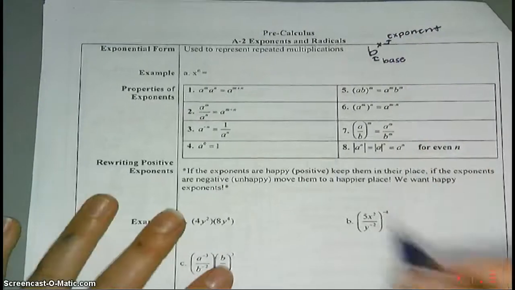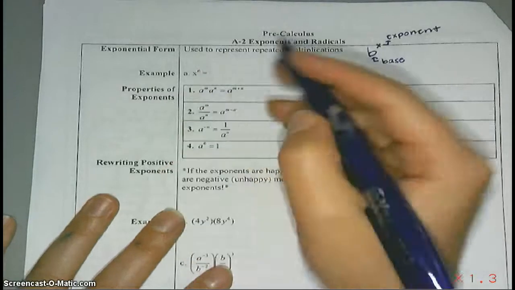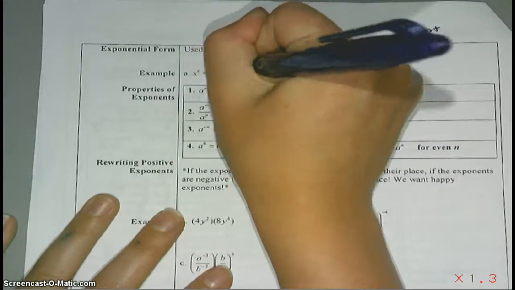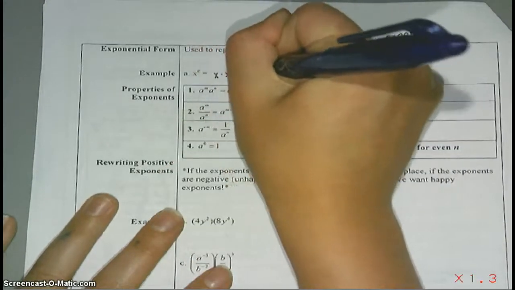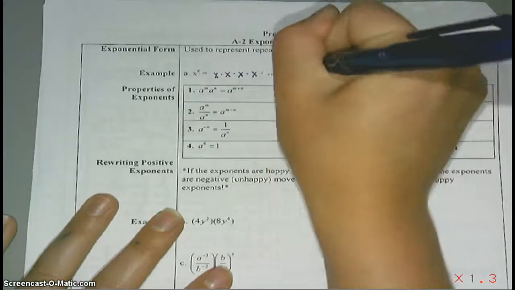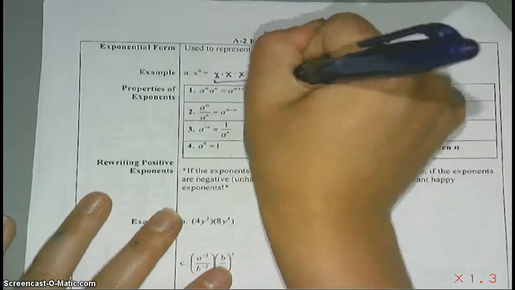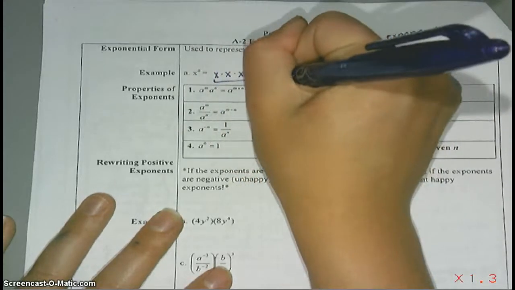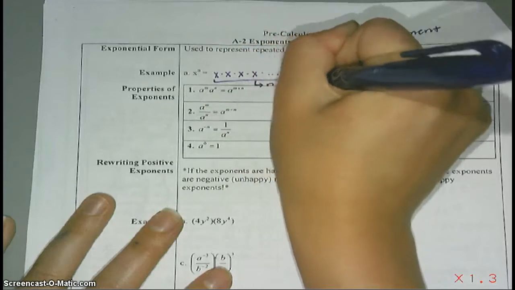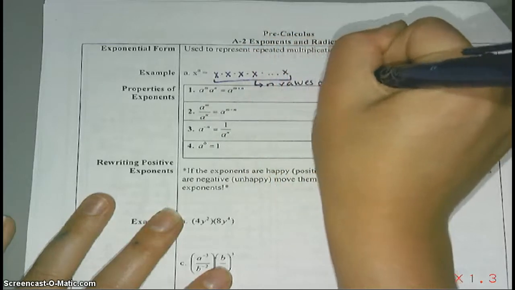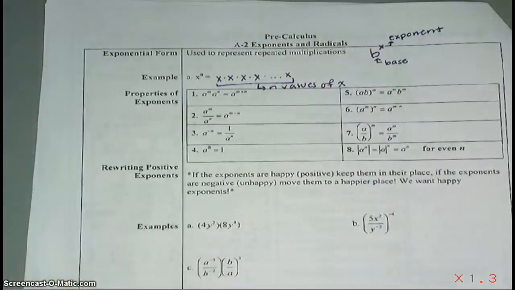A little example: if we have x to the nth power, you're just taking x and multiplying it by itself a total of n times. So this could be going on a lot, and this will just be n x's.